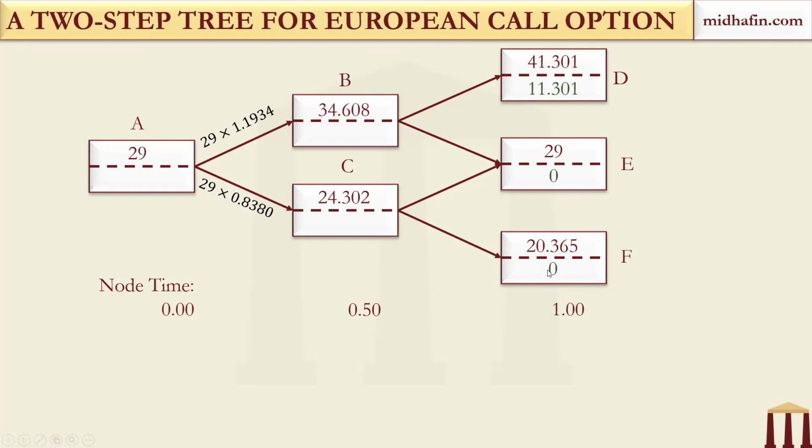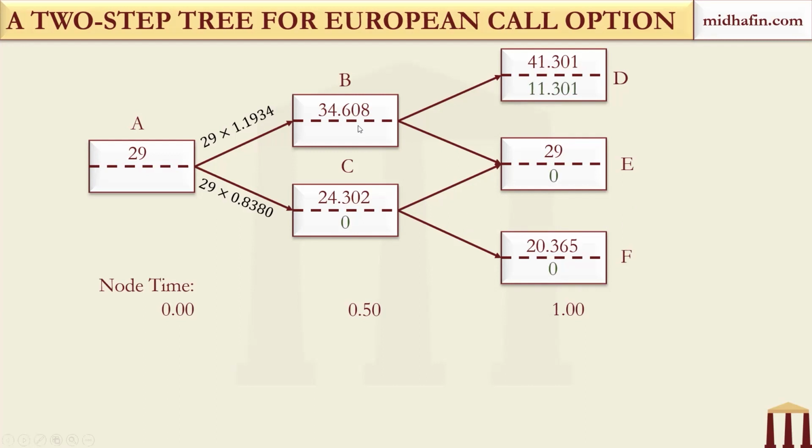No problem. Now let's go back. Once I have the D, E, F values, for example, I want to find out the value of the option at node C. So I will take the expected value of payoffs at node E and F and then discount it back to point C. This process is called backward induction. Since at nodes E and F, the option payoff is 0, no matter which formula you apply, the option payoff at node C will also be 0.